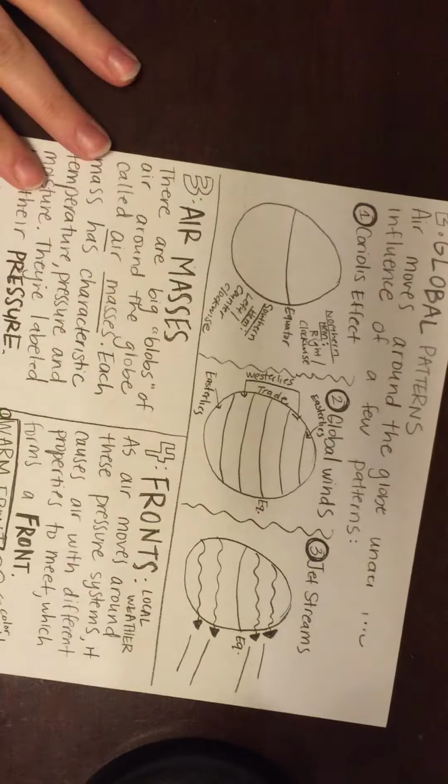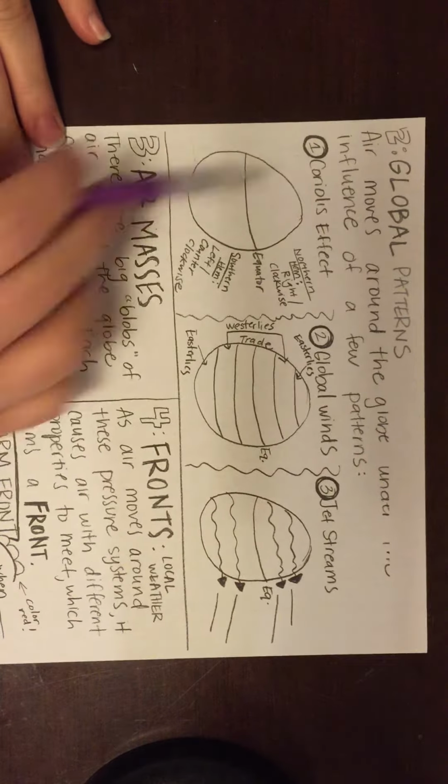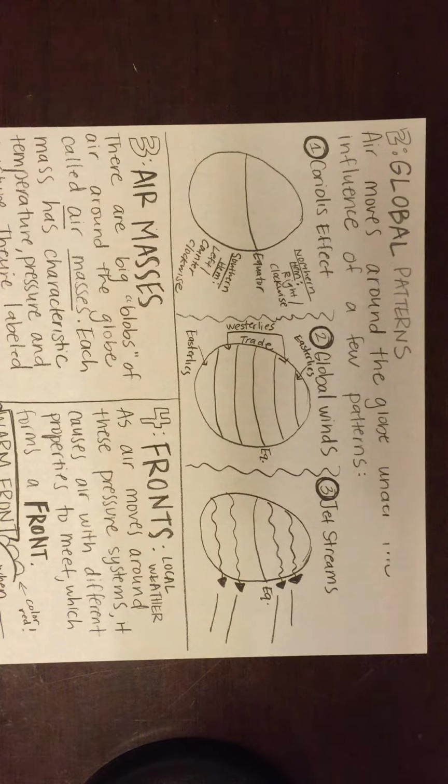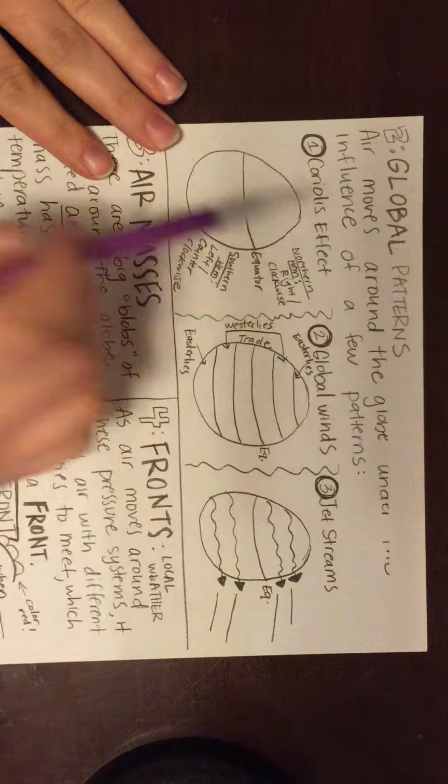Okay, if you will flip your paper over to the back now. So now we're going to talk about those global weather patterns that are happening all over the world, and we're going to talk about how those affect our local weather patterns. But first, in the atmosphere, I found a little clip there with atmosphere, because these global patterns are things that happen in the atmosphere. Okay? So air moves around the globe under the influence of a few patterns.